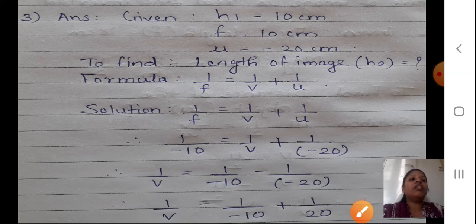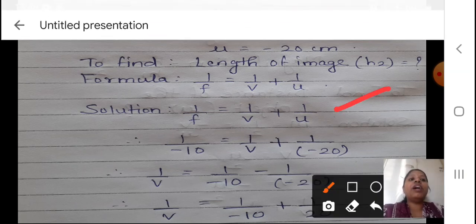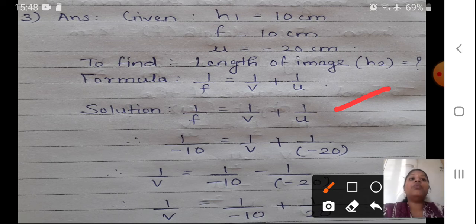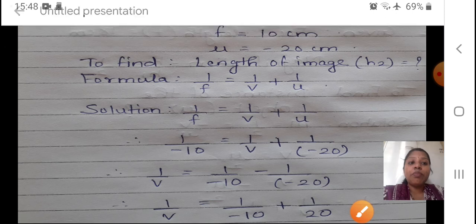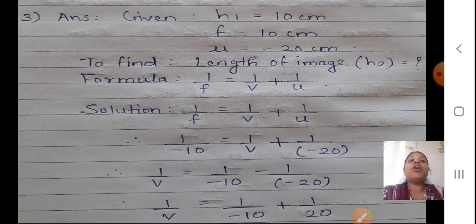Yes. So see here I have put it in the formula. 1 upon f is equal to 1 upon v plus 1 upon u. So can you see the values are substituted here? Yes. 1 upon minus 10 is equal to 1 upon v plus 1 upon minus 20. As we have solved in the first sum, we are going to solve step by step. 1 upon v is equal to 1 upon minus 10 minus 1 upon minus 20.